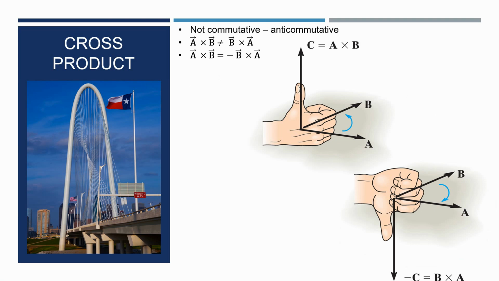It's what's called anti-commutative. A cross B does not equal B cross A. And you can just try that with the right-hand rule. Just flip the A and B axes and you'll see that your fingers are flipped around. It's A cross B is negative B cross A. That's what we call anti-commutative.